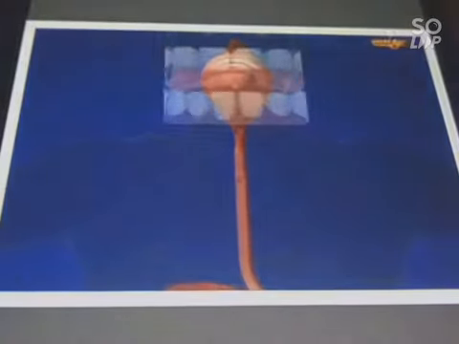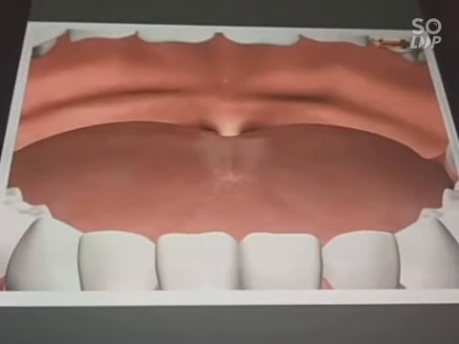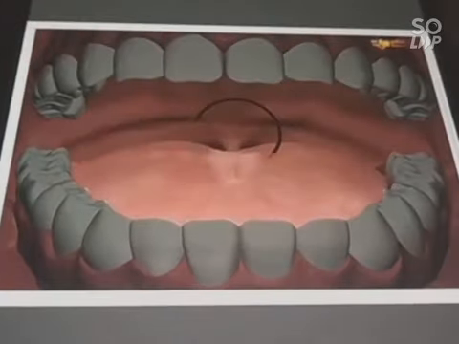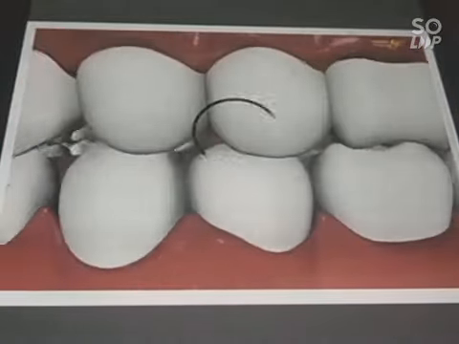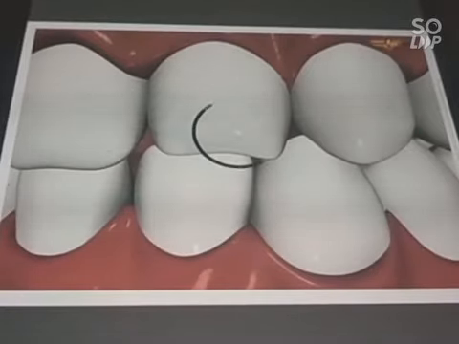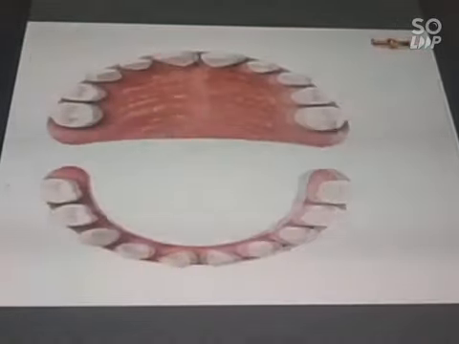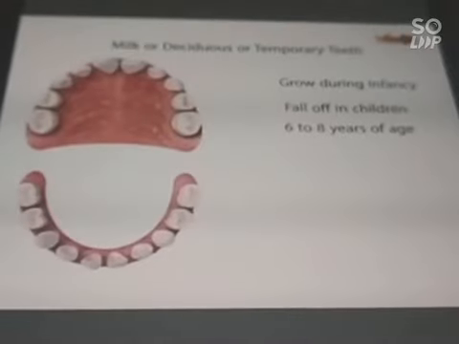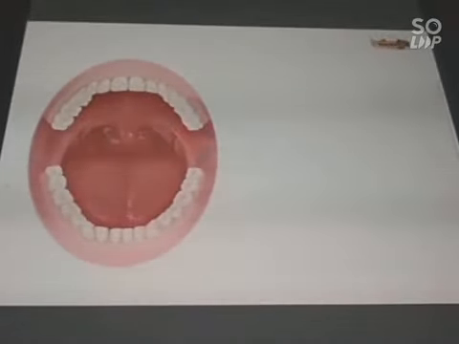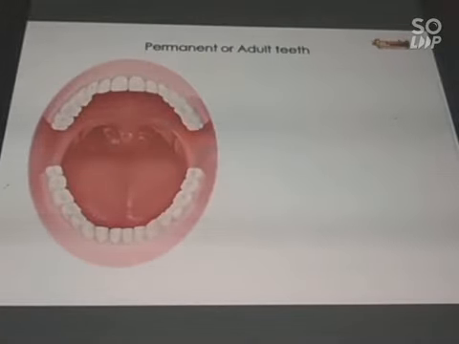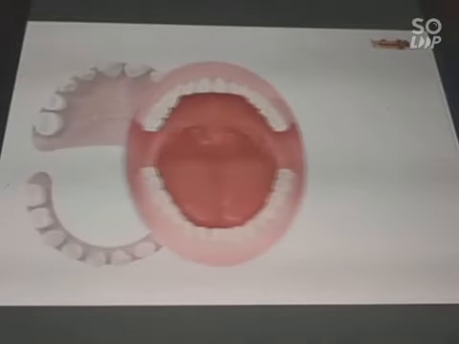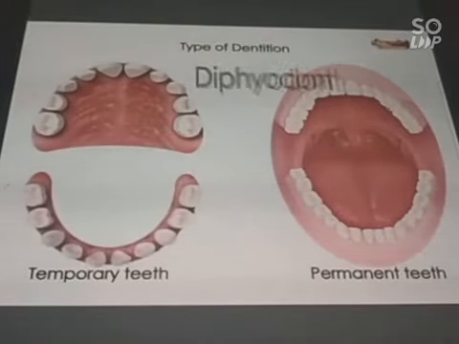The alimentary canal begins with the mouth that leads to the mouth cavity or buccal cavity. The buccal cavity consists of teeth, tongue, and salivary glands. Human beings have two sets of teeth in their lifetime. The first set of teeth grows during infancy and falls off at the age between 6 to 8 years. These are termed milk or deciduous or temporary teeth. The second set that replaces the temporary teeth are the permanent or adult teeth. The permanent teeth are 32 in number and may last throughout life or fall off during old age. This type of dentition is called diphyodont.